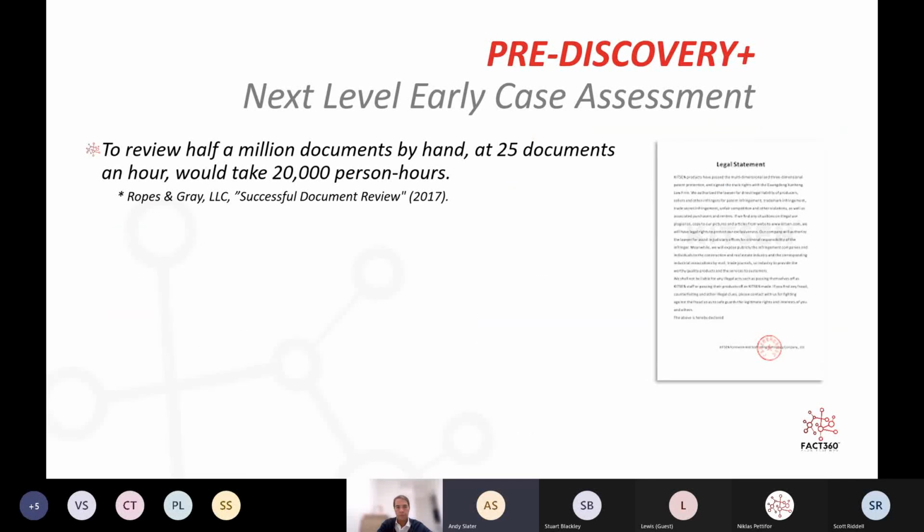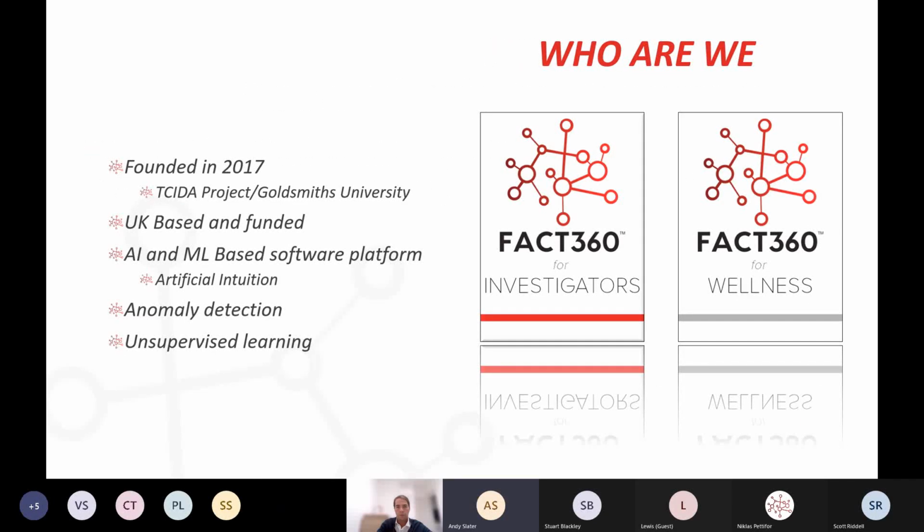Now we deliver two products on this platform. One is around investigation and the other is around wellness. So we take the same math and the same algorithms, but we're able to deliver 5 key metrics that enable organizations to identify the wellness of their organization by looking at things like collaboration and participation and work-life balance, that type of thing as well.